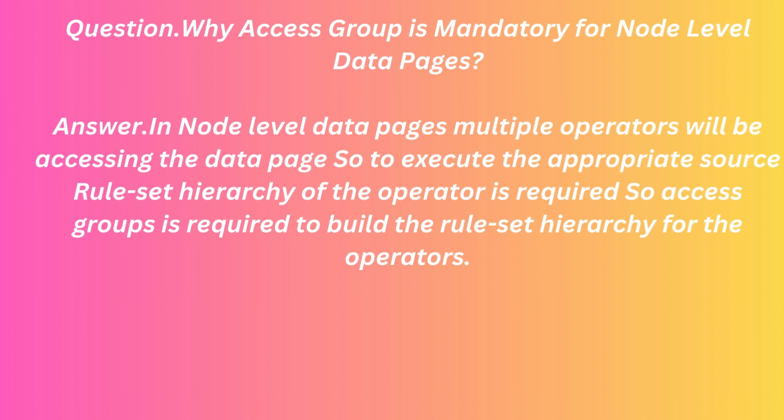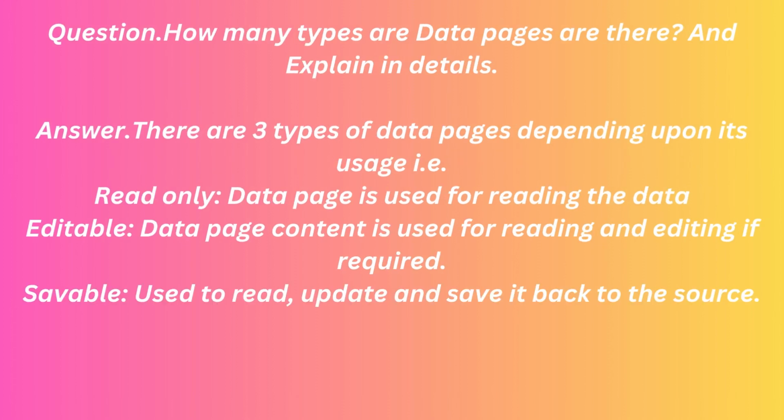Question: Why is access group mandatory for node-level data pages? Answer: In node-level data pages, multiple operators will be accessing the data page, so to execute the appropriate source rule, the rule set hierarchy of the operator is required, so an access group is required to build the rule set hierarchy for the operators.